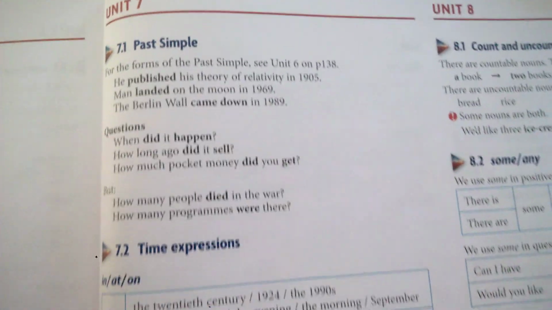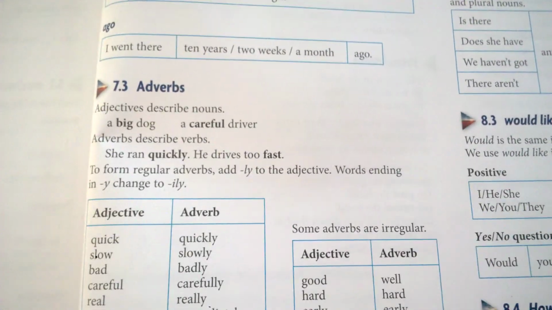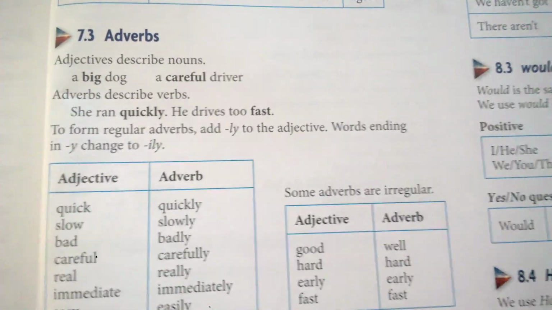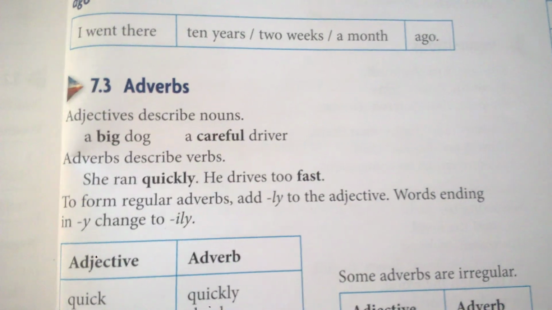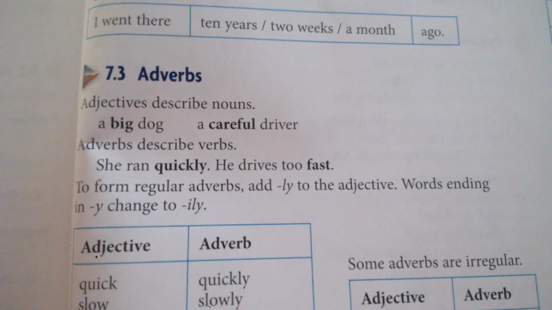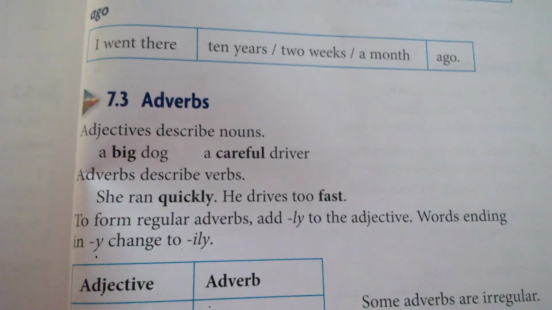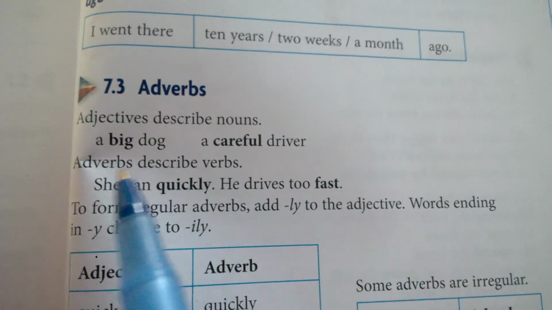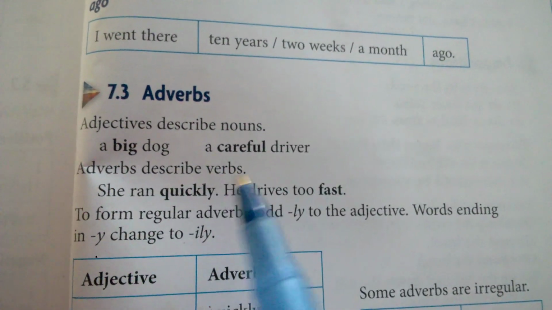Then we have another past simple form. These are all quite the same. And then we get to this bit called the adverbs. Now, what is an adverb? There's the word verb in adverb. So it's actually quite simple because an adverb describes a verb.